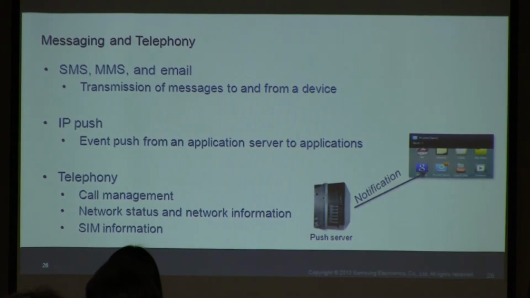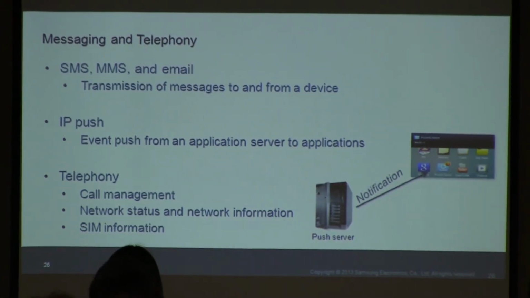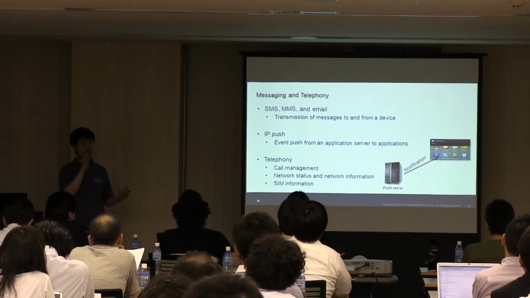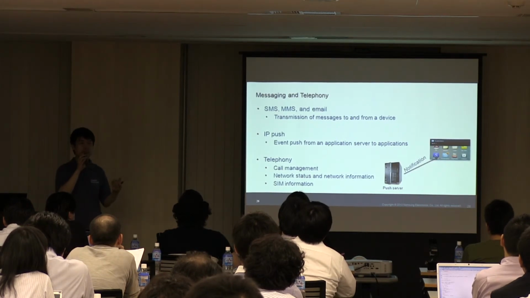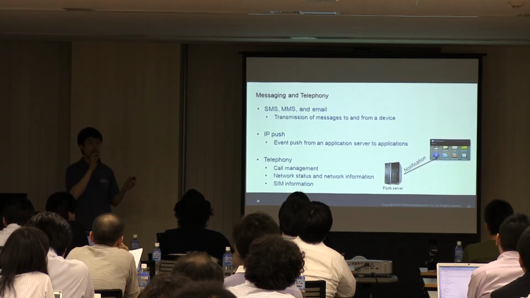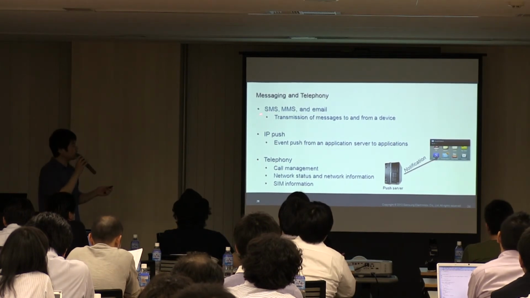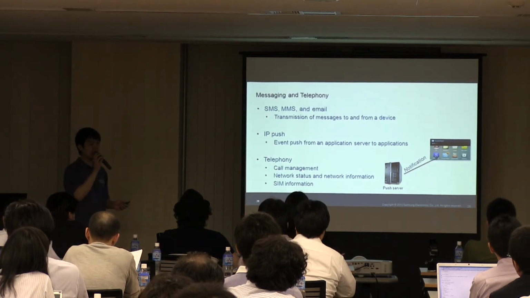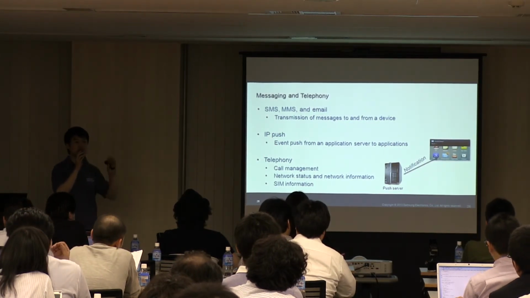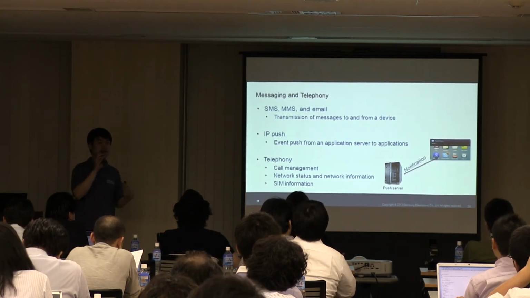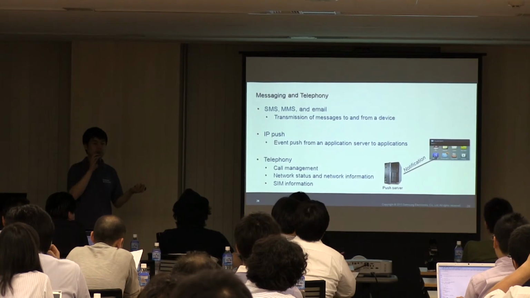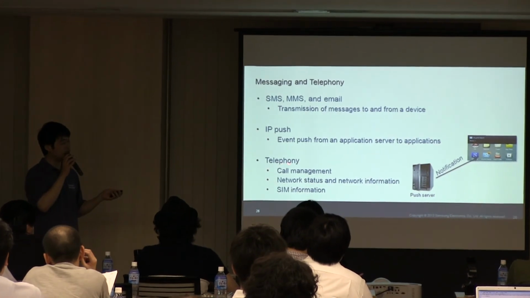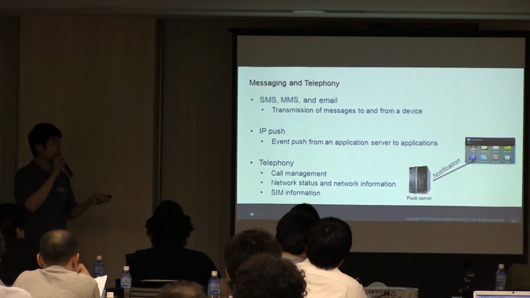So in this kind of scenario, the user gets a message from his friend. Maybe a background application gets the SMS message if your application has the permission. And also you can send SMS and MMS and email, and you can handle the IP push. IP push means just a push, the mobile push, like a messenger service. They can notify you when your friend logs in or sends a message. That is a push message.